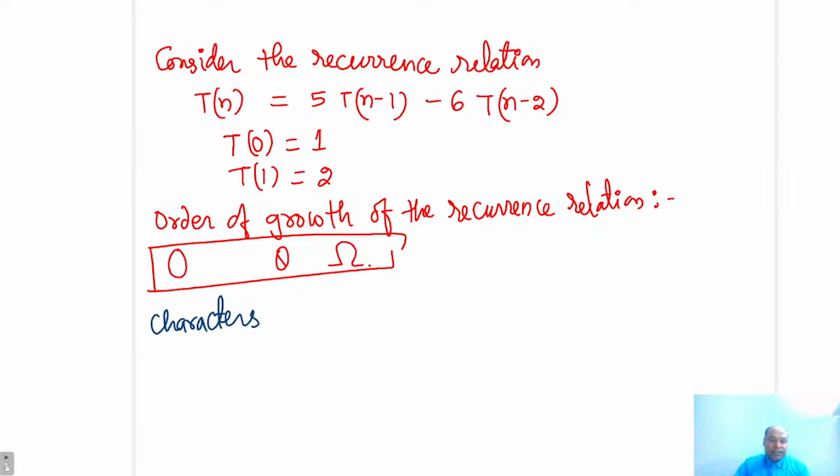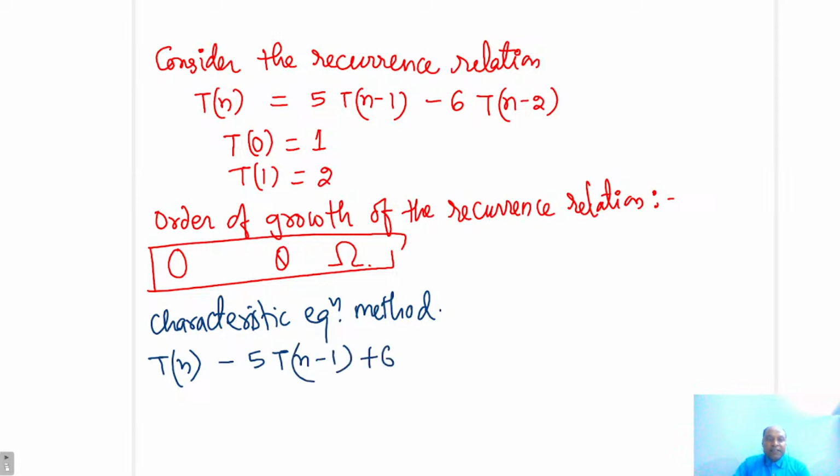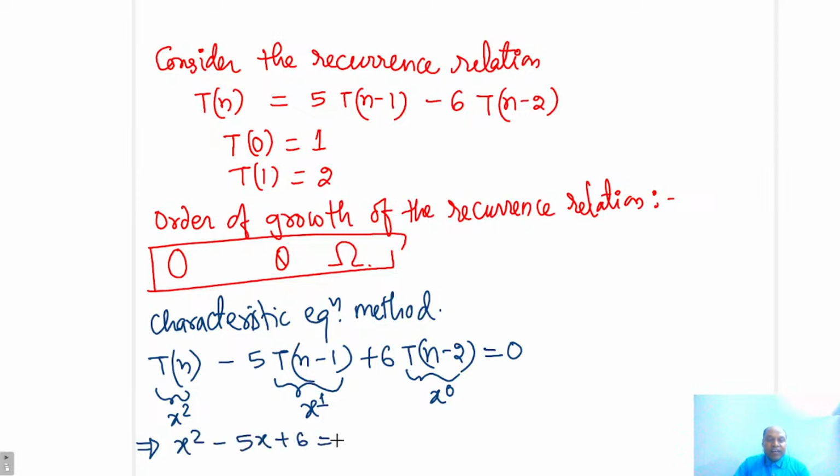Characteristic equation method. That method says that if we take T(n) minus 5T(n minus 1) plus 6T(n minus 2), that will be equal to 0. Always remember, this will be in x to the power 0. We are converting this into polynomial terms, so this will be in x to the power 1 and this in x square. So the equation becomes x square minus 5x plus 6 equals 0.